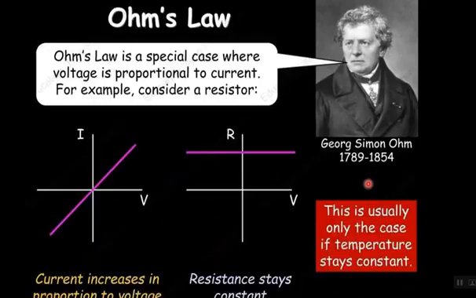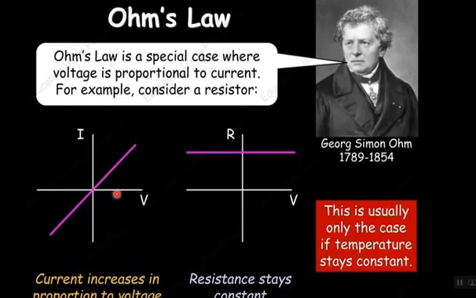Okay, so one of Ohm's laws was, Ohm's law is a special case where the voltage is proportional to the current. For example, consider a resistor. If we have a specific type of resistor, and we use current over voltage here, we see that irrespective of how big the voltage gets, the current increases at the same rate. We have a direct proportionality. So when I over V is directly proportional, that means that the resistance stays constant.